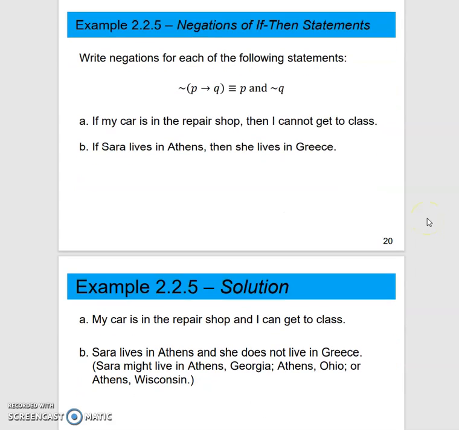So let's go ahead and take the negation for each of the following statements, remembering how to do it. If my car is in the repair shop, then I cannot get to class. The opposite of that will be P and not Q. So my car is in the repair shop and I can get to class. Similarly, if Sarah lives in Athens, then she lives in Greece. The opposite of that: Sarah lives in Athens and she does not live in Greece. And as you can see there, there are some options that would make that a true statement.